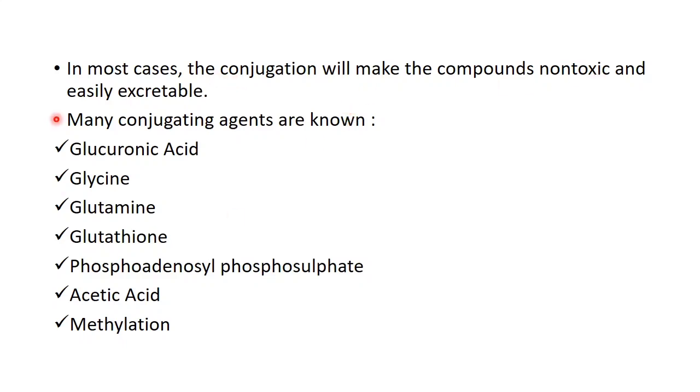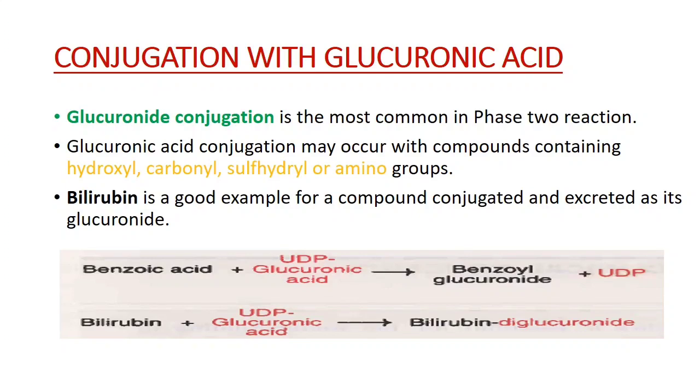Many conjugating agents like glucuronic acid, glycine, glutamine, glutathione, phosphoadenosyl phosphosulfate, acetic acid and methylation take part in the phase 2 reaction. So first we will discuss conjugation with glucuronic acid.